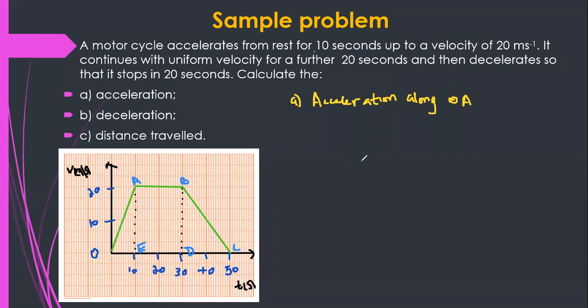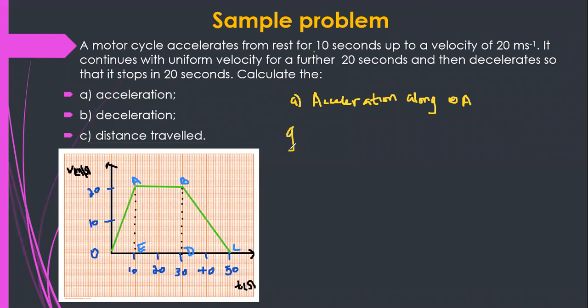That is change in velocity divided by the time taken, which is going to give us the gradient of OA. So all we need to do here is to calculate the gradient of OA. And for us to calculate the gradient of OA, which I said is change in velocity divided by the change in time taken. So that is going to give us the acceleration. So that's our gradient OA, or the slope, if you want to call it slope or gradient.